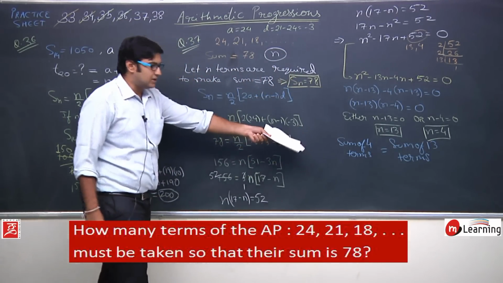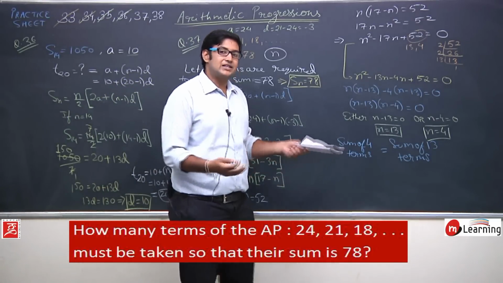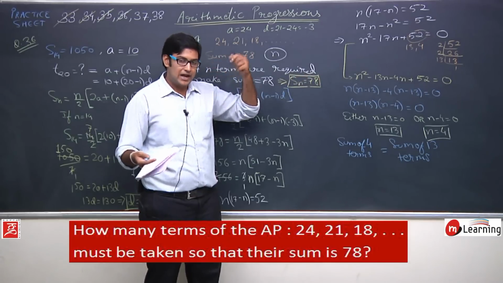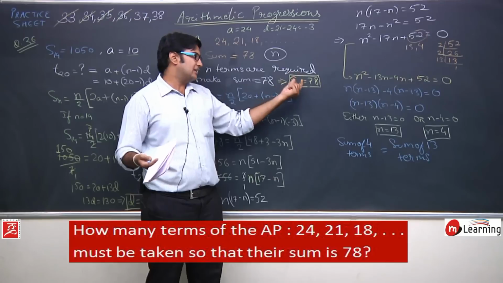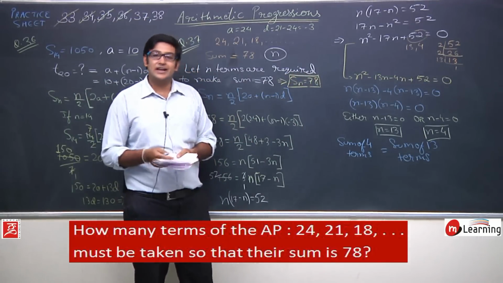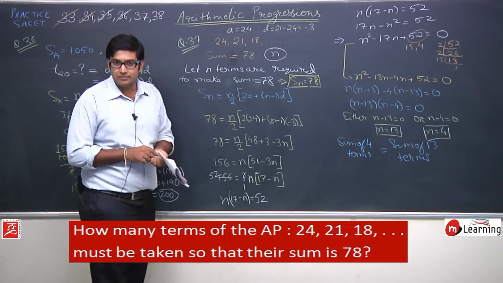So why is this happening? 13 terms and 4 terms. I am adding more terms, but still the sum is remaining constant, that is 78 only. Adding 4 terms, the sum is 78. Adding 13 terms, again the sum is 78. Let us try to analyze why it is happening. Let us try to write the terms of this arithmetic progression.